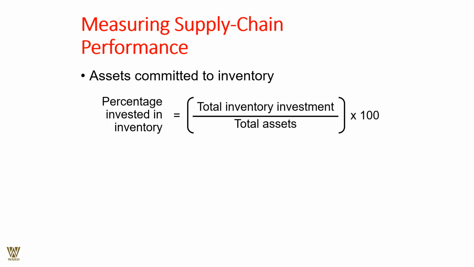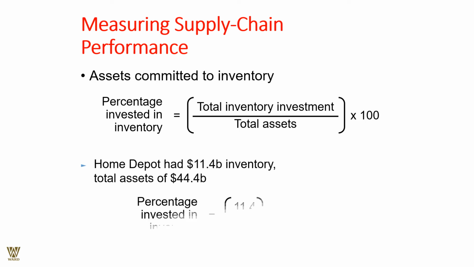So let us understand measuring supply chain performance. What exactly are we looking into? Assets committed to inventory, which is the percentage invested in inventory. What is that percentage? It is the total inventory investment divided by total assets, multiplied by 100. So it gives me the percentage of investment in the inventory, in the sense of how much capital has been blocked. That is what is reflected here.